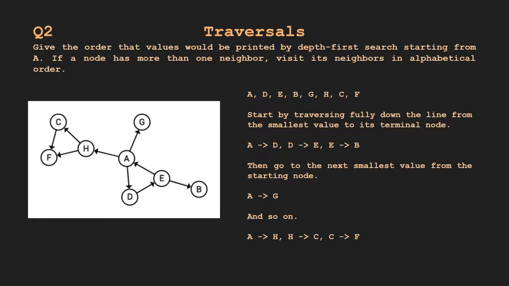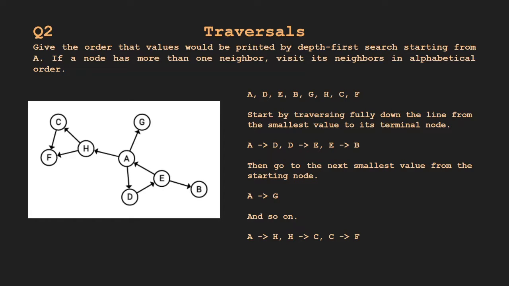Give the order that values would be printed in depth first search starting from A. For depth first search, you're going to start by going as far down a line as you can. So the results that I got were A, D, E, B, G, H, C, and F.